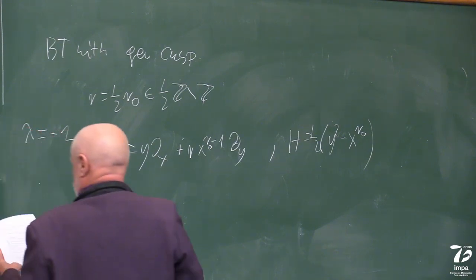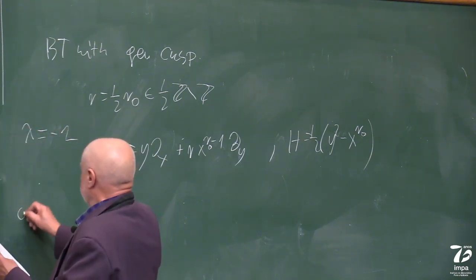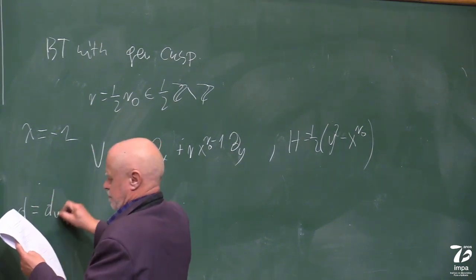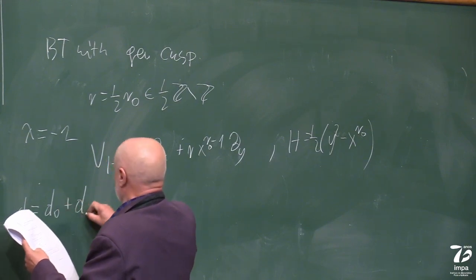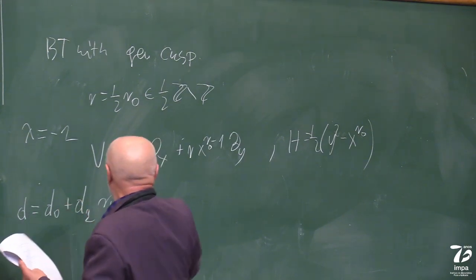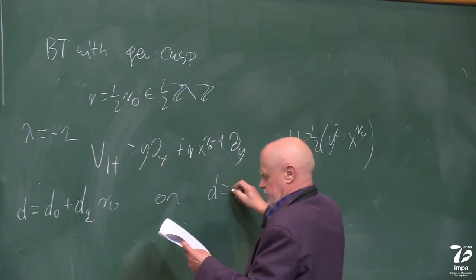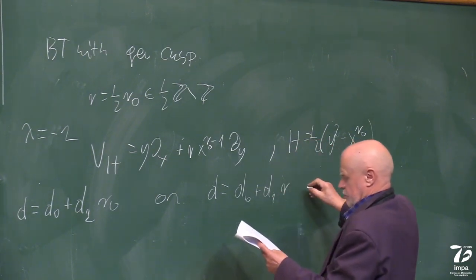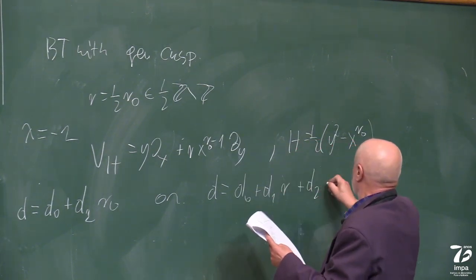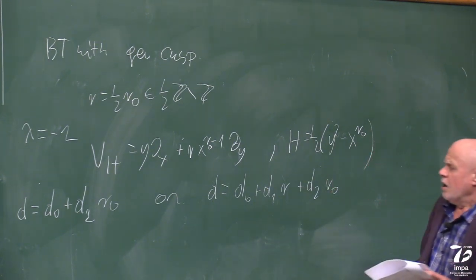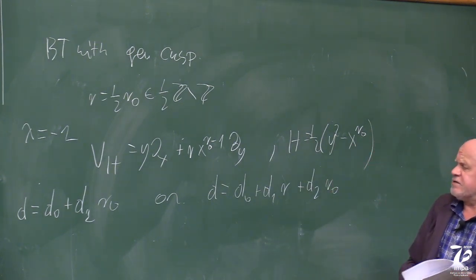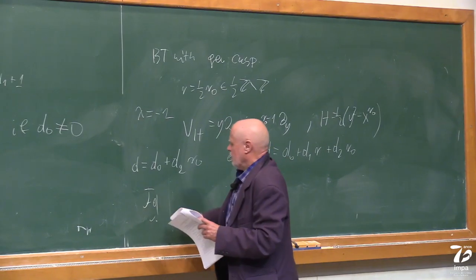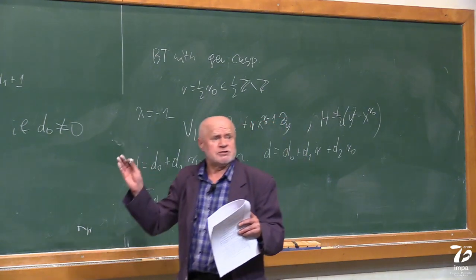And then we have different situations. We can take the degree d equal to d0 plus d1 times r plus d2 r0. And the corresponding spaces FD have different dimensions.